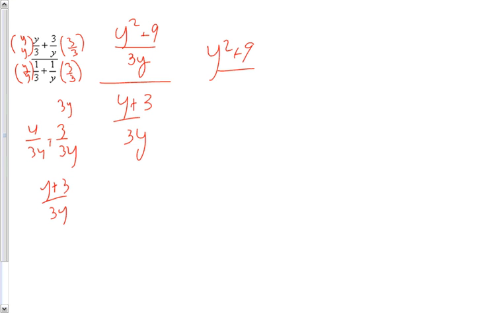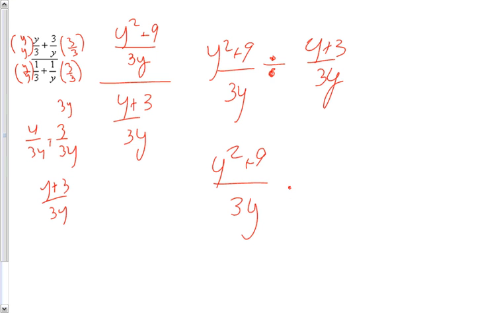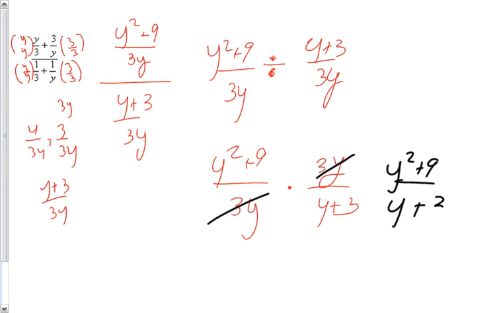Copy, change, or as division, write it as division. Sorry, I'm stepping ahead of myself. But now you can see we're going to flip the second one. y squared plus 9 over 3y times 3y over y plus 3. We should be able to see those cancel one another out. However, this is not the difference of squares. Can't do anything. You're just going to have y squared plus 9 over y plus 3.